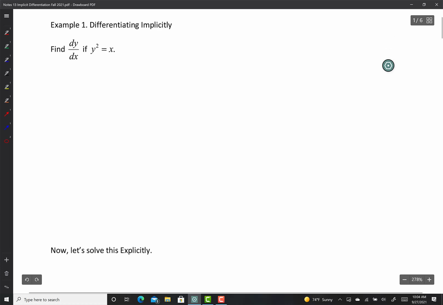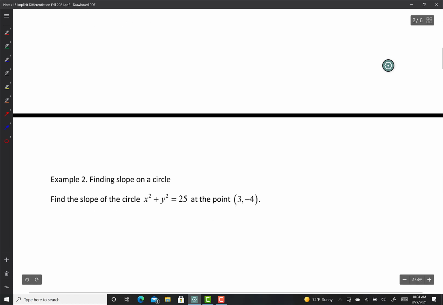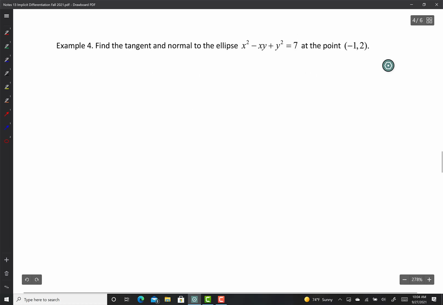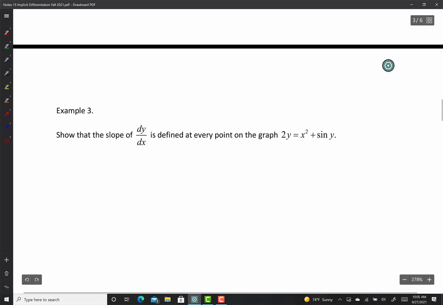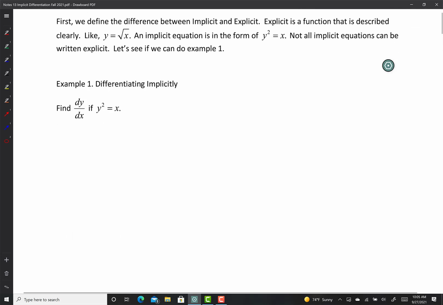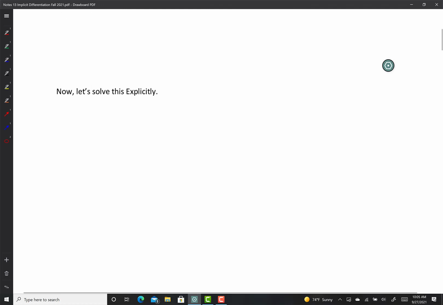So check it out. Before we even do the implicit differentiation, let's do it explicitly. Okay. So I'm not going to start it implicitly. I know I said it right there. I should have reworded it. I'm going to do it explicitly first.